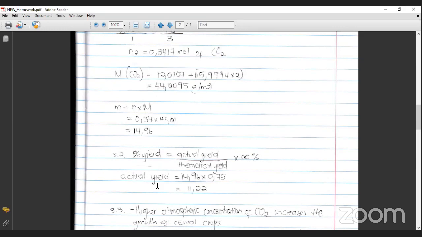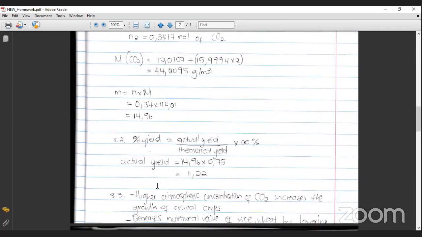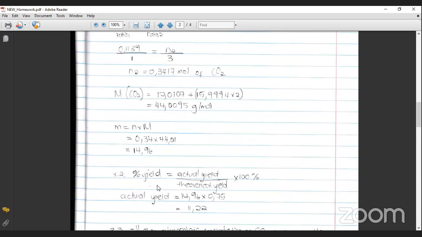And then you move to 3.2. They ask the percentage yield. They're looking for the actual yield. So it's going to be percentage yield times theoretical yield. So that will be 14.96 times 0.75, because they said it's 75%. And this will be your answer. There should be a gram again there. Don't forget, guys, to put in your standard unit.